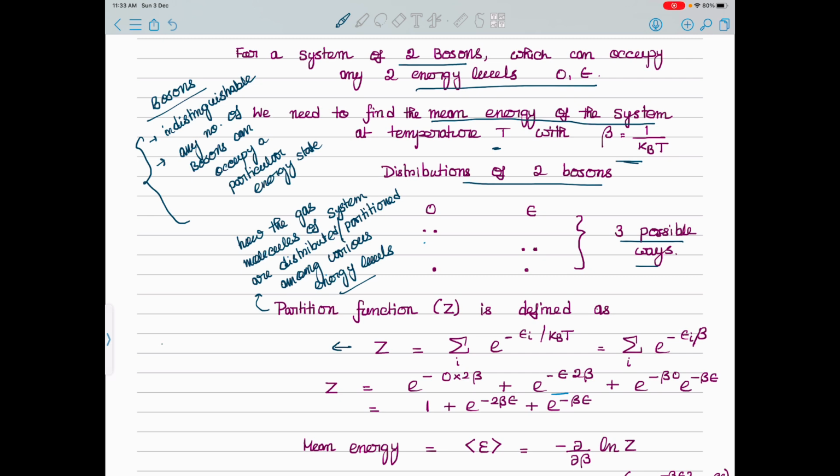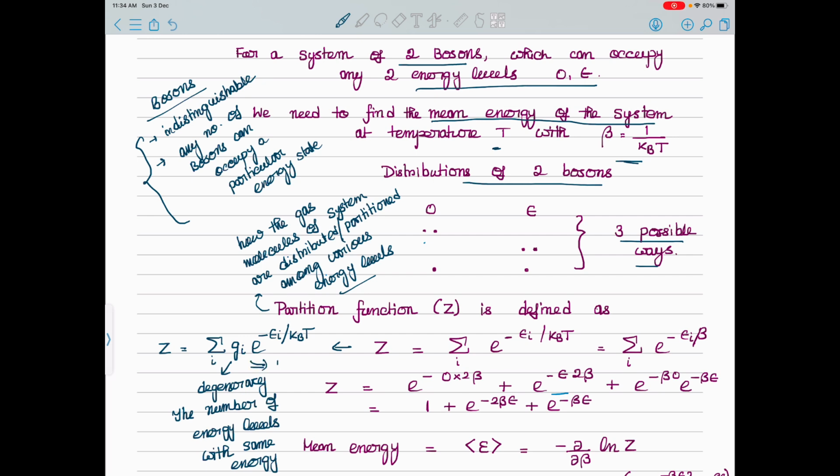Actually the partition function is defined like this: the sum over i of gi times e to the power minus epsilon i upon kBT. Now what is gi? It is the degeneracy number. What does degeneracy mean? It means the number of energy levels with the same energy. In this case it is 1, because for 0 there is only 0 energy, and for epsilon there is only epsilon amount of energy. So degeneracy in this case is equal to 1. That's why I have written e to the power minus epsilon i by kBT.